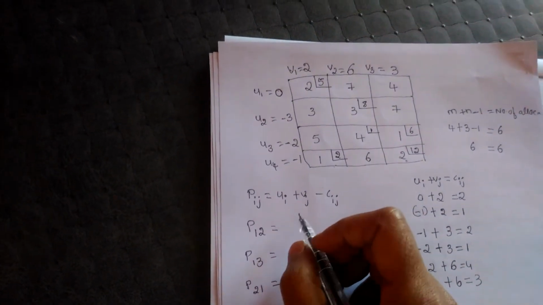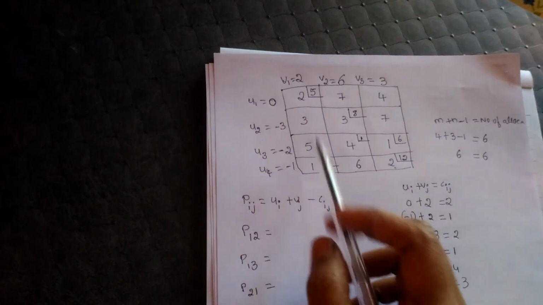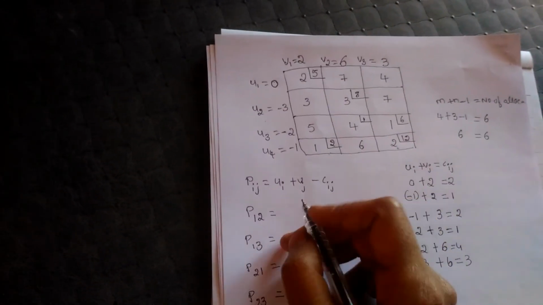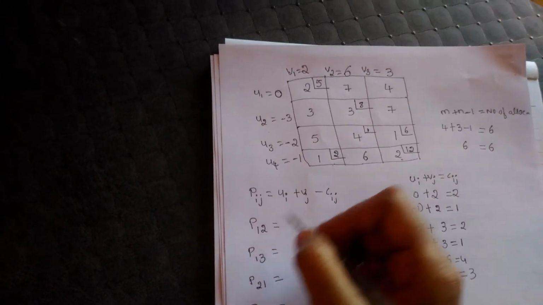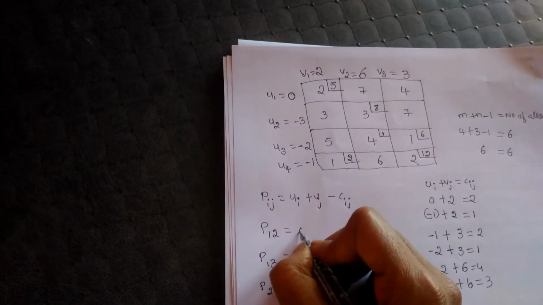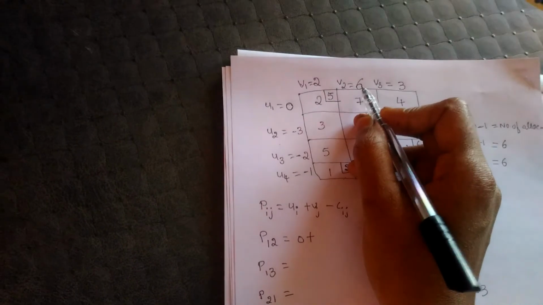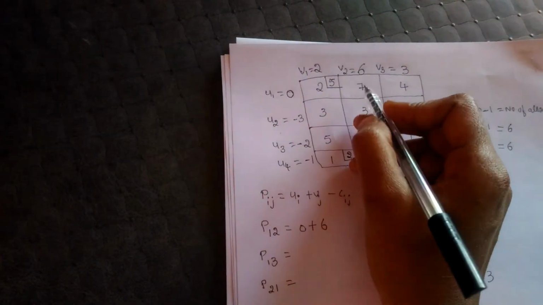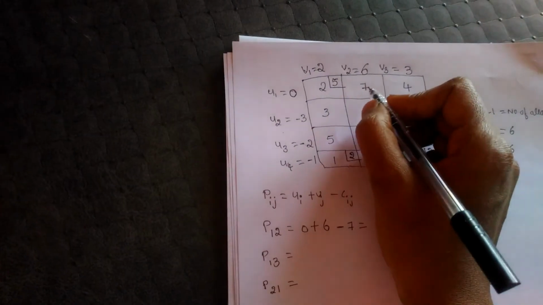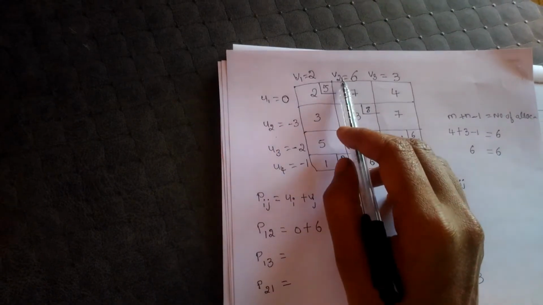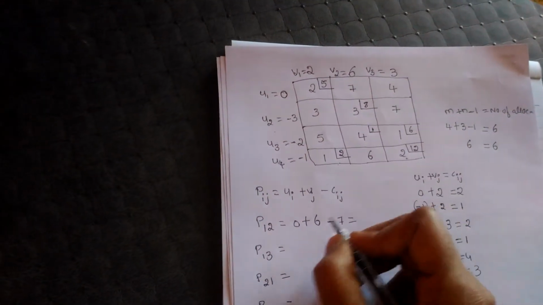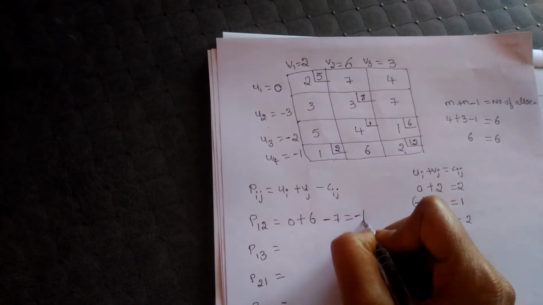Start applying this value. Since we know the values of U and V, with help of all the allocated cells, we would be able to find out the penalty values for all the unallocated cells. For P1,2, that is for this cell, what is the row value for this cell? It is 0. The column value for this cell is 6. And the cell value is minus 7. That is minus 7. Cij is nothing but this value. Ui, Vj and Cij. So the answer will be minus 1.